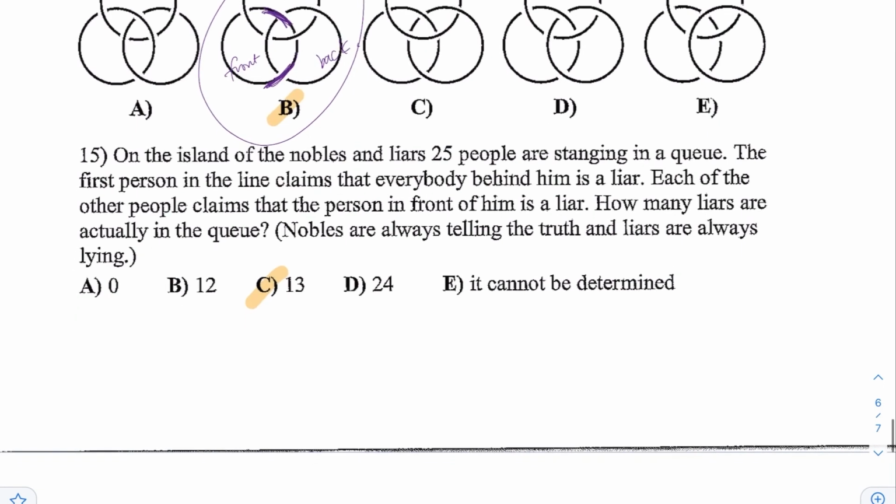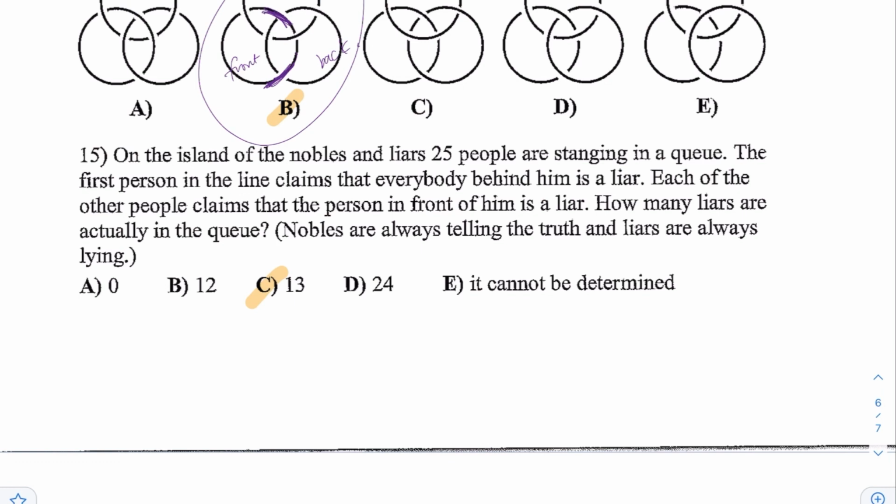Next to number 15, on an island of nobles and liars, 25 people are standing, I guess, in a queue. The first person in the line claims that everyone behind him is a liar, and each of the other people claims that the person in front of them is a liar. How many liars are actually in the queue? So nobles always tell the truth, and liars are always lying.